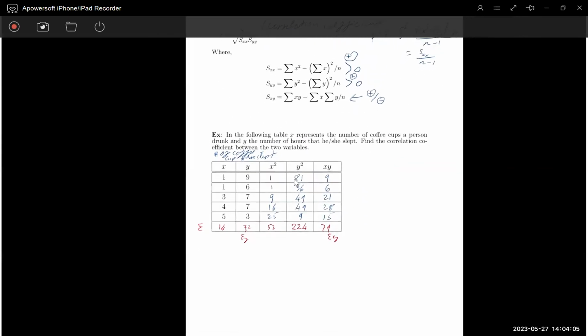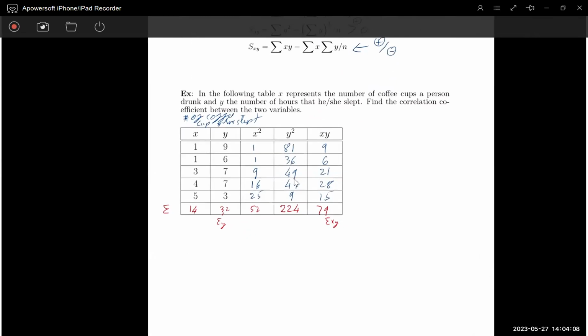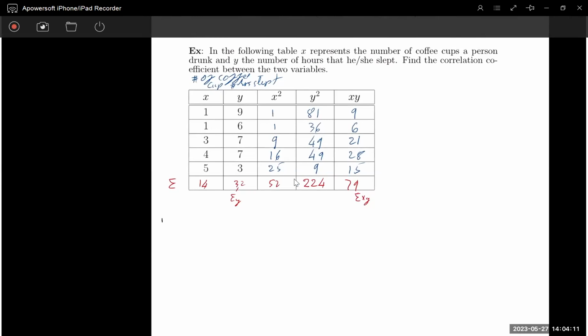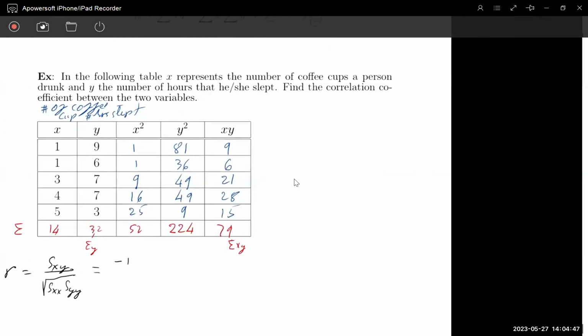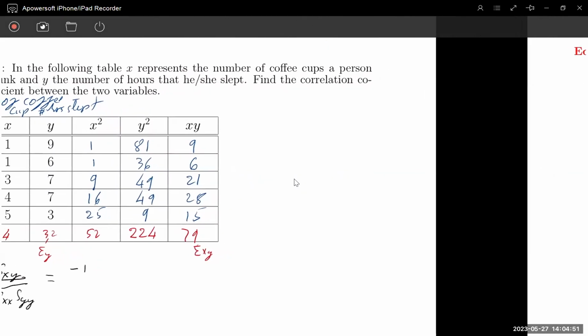So as we know the formula, R equals S of XY divided by the square root of S of XX S of YY. So we can put it in. No, actually, before we put it in, what we have to do is the math.